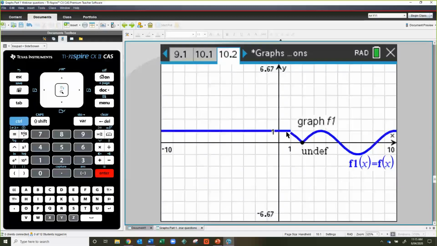It also tells me that the function is not continuous here because, as you can see, the graphs do not join. So it's not continuous at 1, and it's clearly undefined at 2 and undefined at 1 as well. So that is the concept of continuity and differentiability of functions.